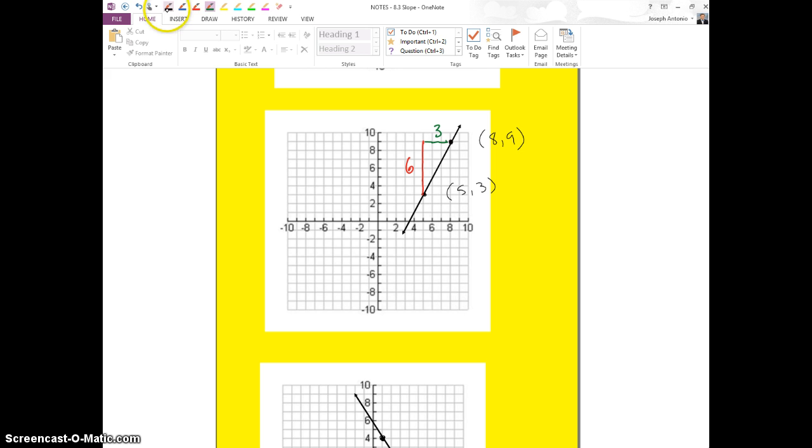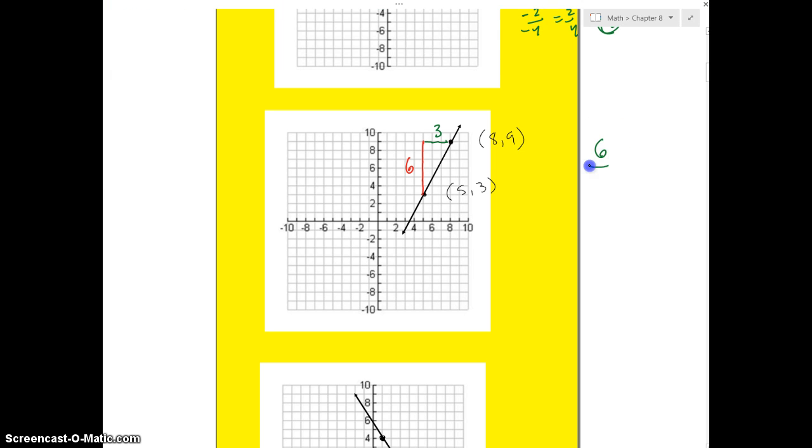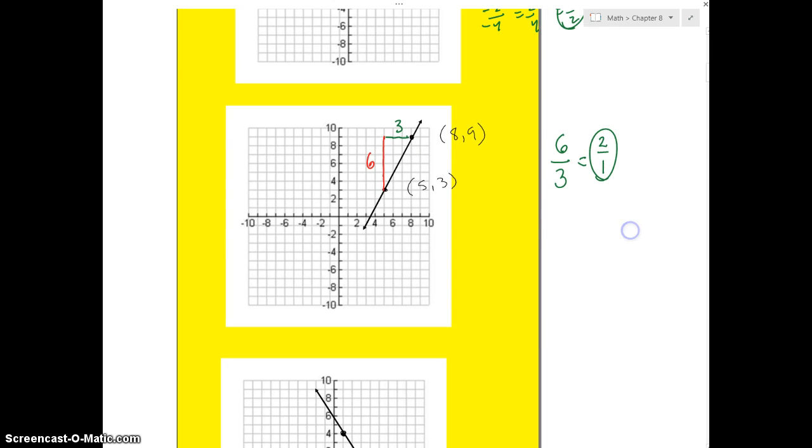So the rise over the run, again, that's the ratio, so we'll say 6 over 3 is the rise over the run, which reduces, divided by 3 is 2, divided by 3 is 1. We could say our slope is 2 over 1, or we could say that our slope is 2, and that's understood to be over 1.